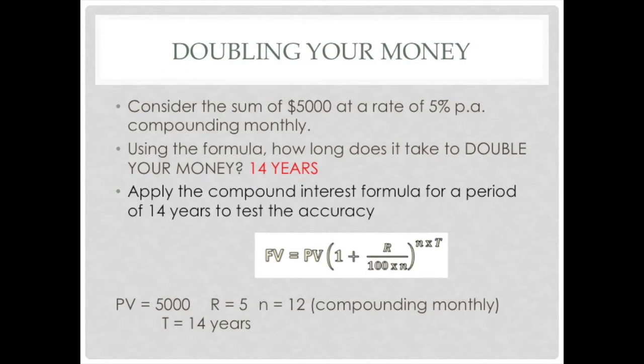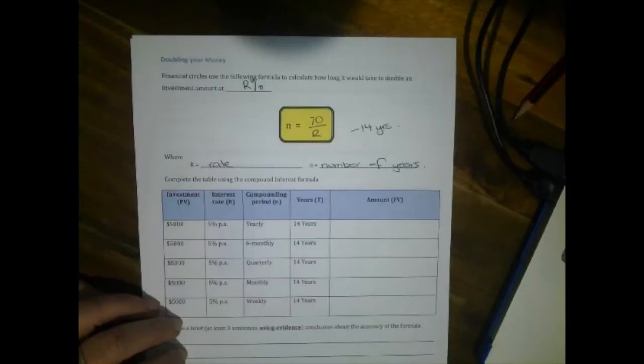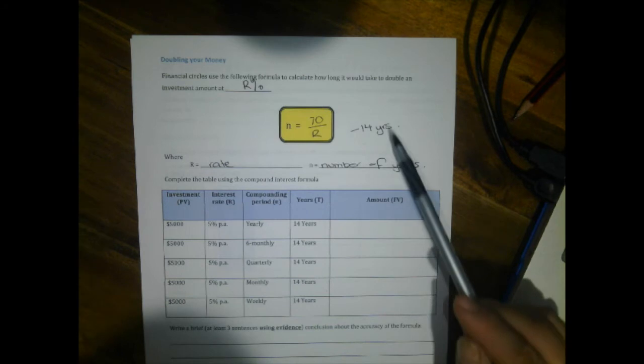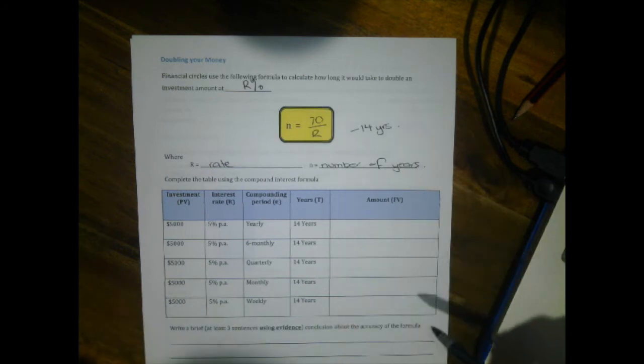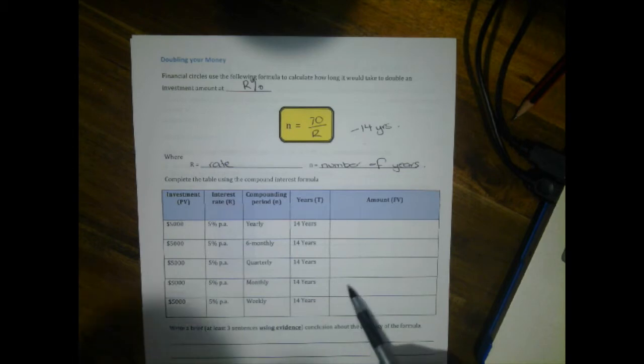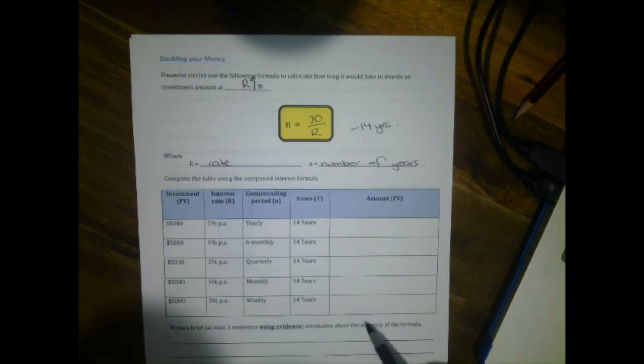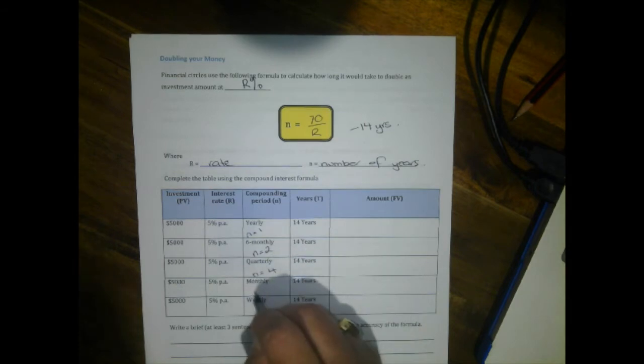However, one way of testing this is to use the compound interest formula. So if you enter all of these details into the compound interest formula, let's test our theory. Now we worked out using the 70 over R formula that it would take 14 years to double our $5,000. In order to test that theory, let's use our compound interest formula and work out each one of these. So it's exactly the same except N will equal 1 here, N will equal 2, N will equal 4, N will equal 12, and N will equal 52. Use your compound interest formula and work those ones out and see if our theory is correct.